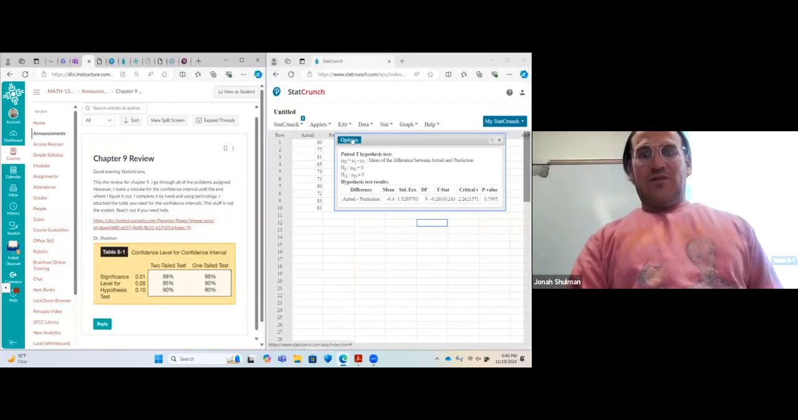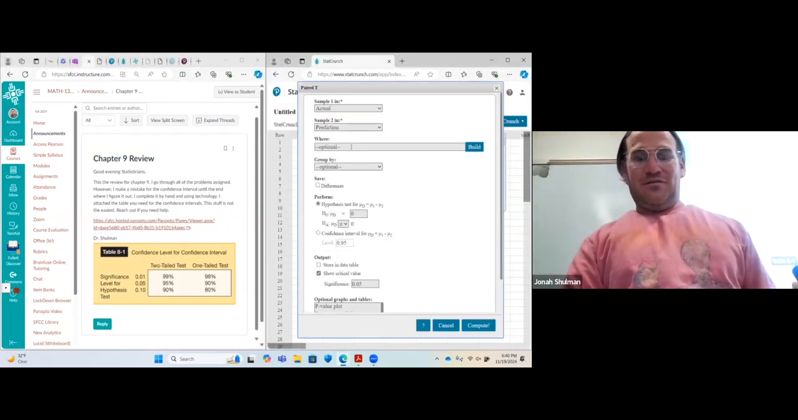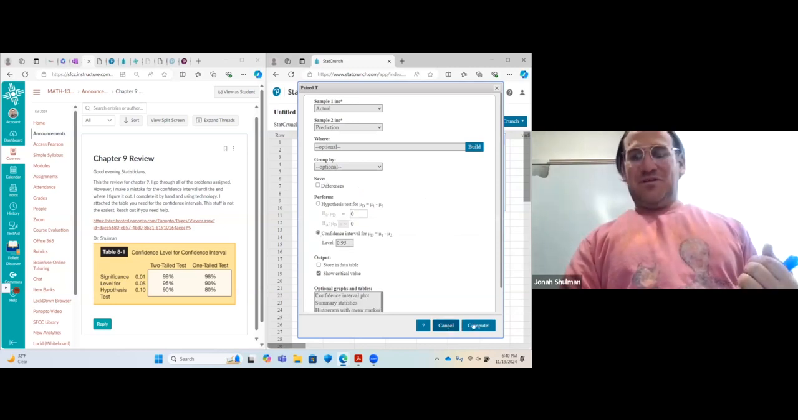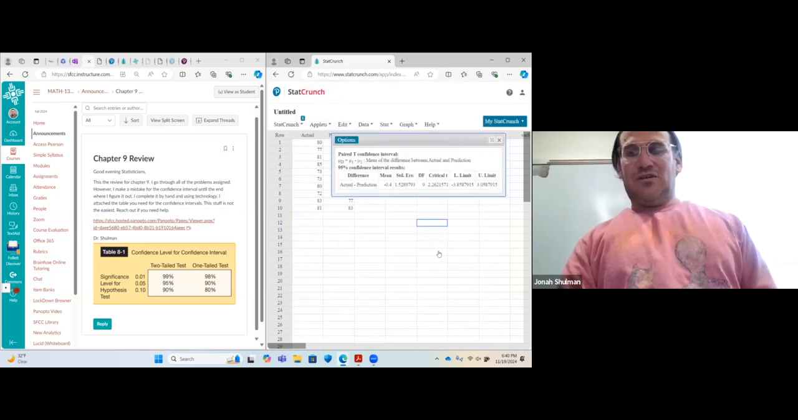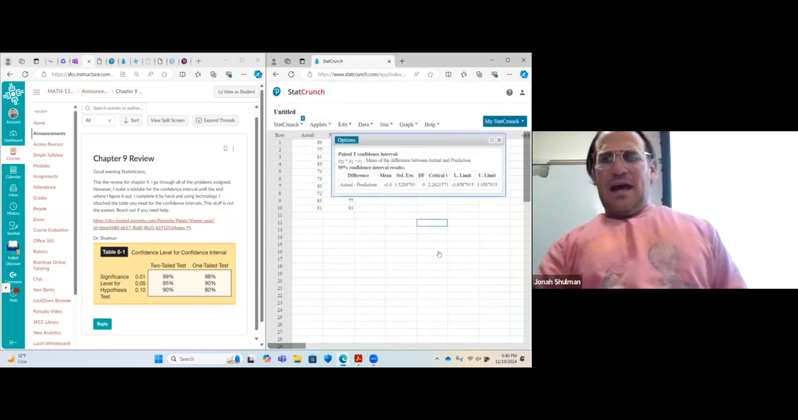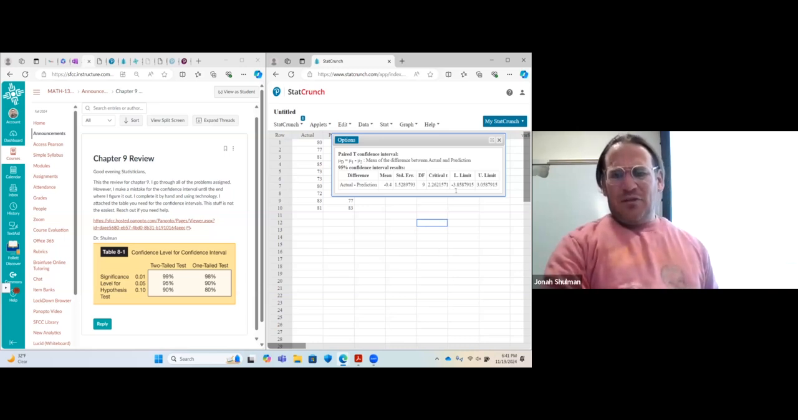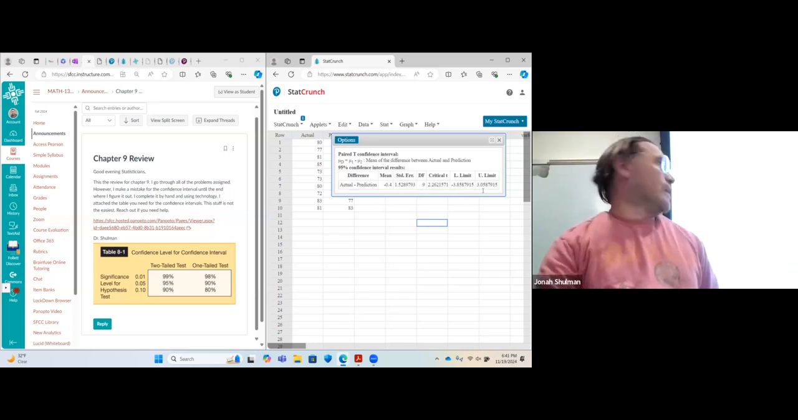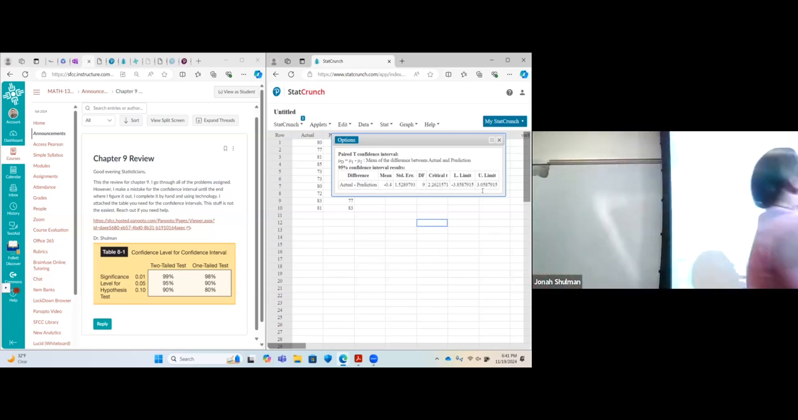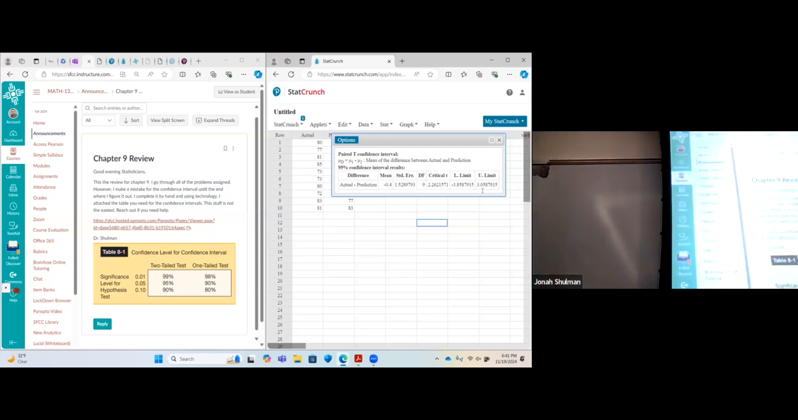All I have to do is go to options, edit, change it to 95%, click compute. You already have everything there, and there's your answer. It's between -3 and +3, right? You see that? 0 falls in there, right? That is why we fail to reject the null.